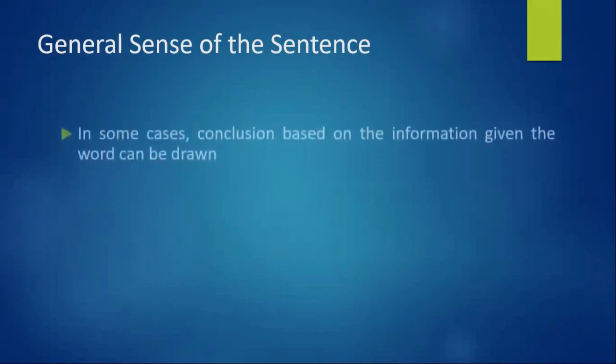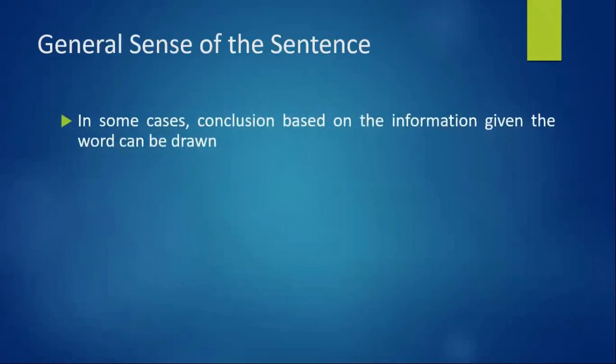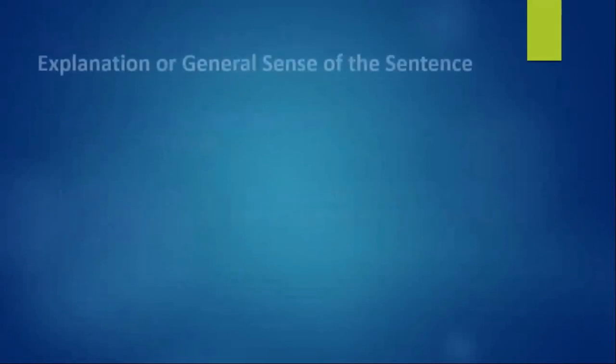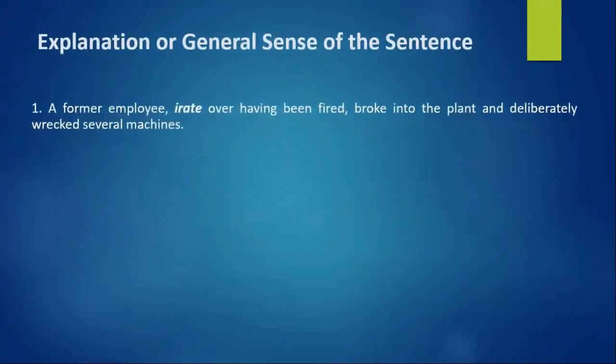So let's look at some of the examples. In some cases, conclusions based on the information given can be drawn. Asking yourself questions about the sentence or passage may help you make a fair, accurate guess about the meaning of the unfamiliar word. So let's look at some of the examples. A former employee irate. Now, irate is the word in bold, and irate is the unknown word here. A former employee, irate over having been fired, broke into the plant and deliberately wrecked several machines.